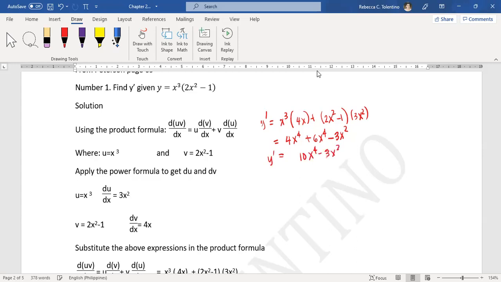So this is what we got by applying the product rule. But there is a shortcut to this, because as you can see, our y is x cubed. So let me use a different color.